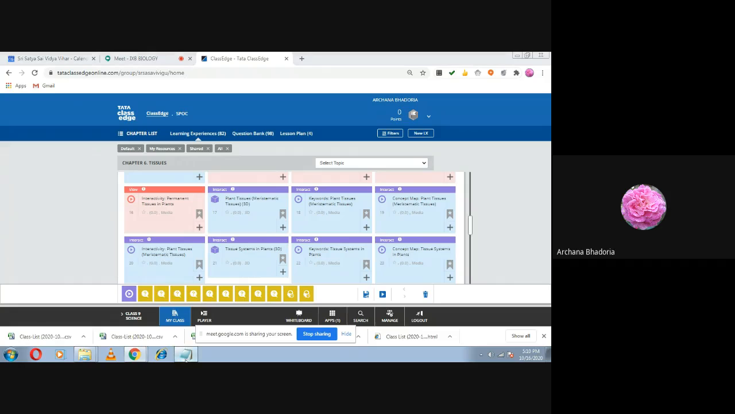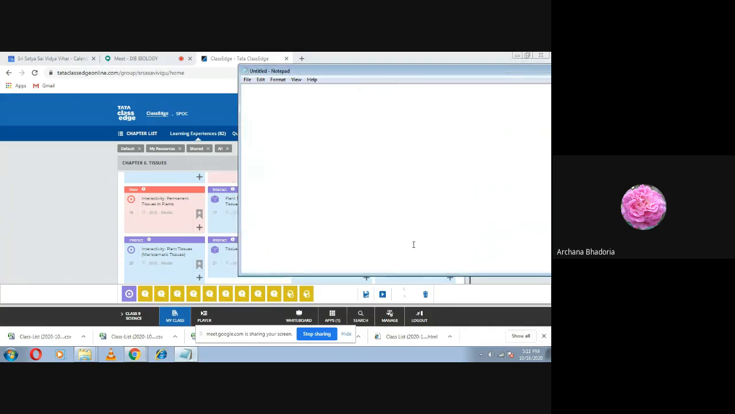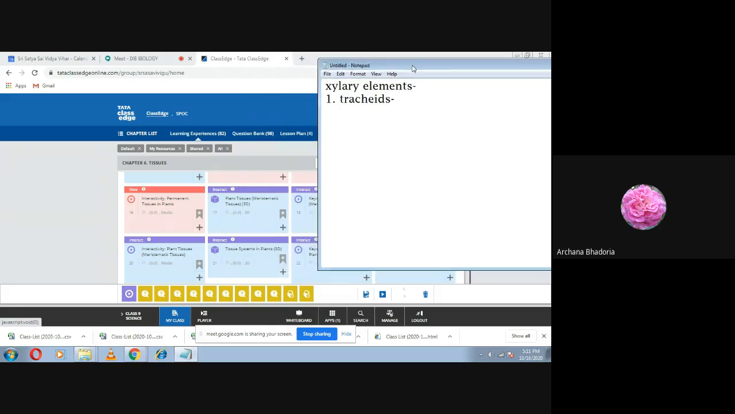I'm taking up the notepad, children. So we start with the xylary elements. So what are xylary elements? Those cells which make up the xylem. So number one, tracheids. Write it quickly. I want to show you the picture.